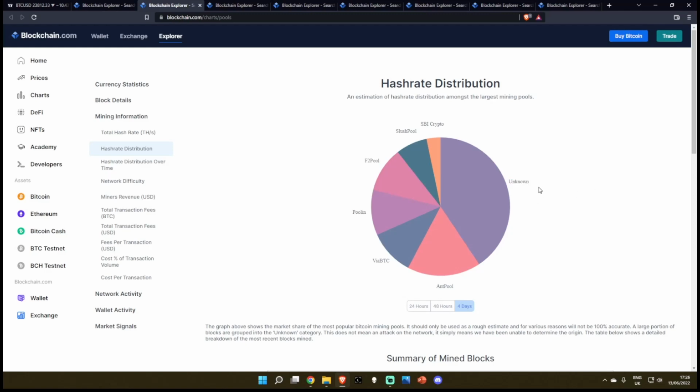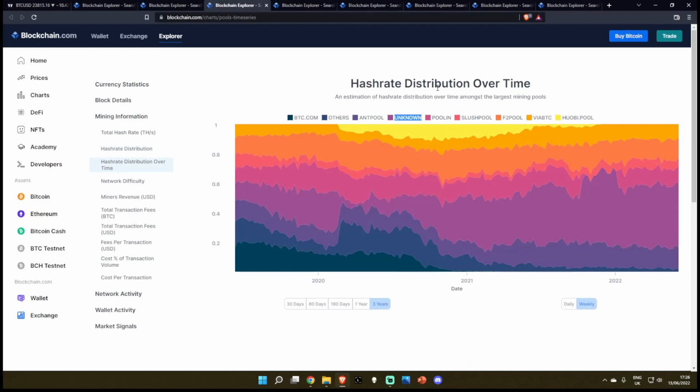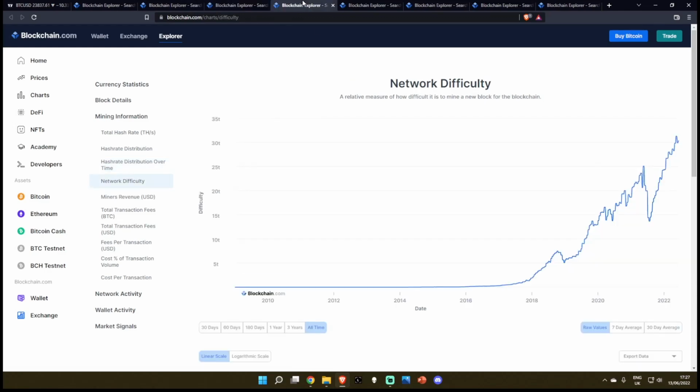So hypothetically, the larger this unknown category gets, it means the higher proportion of smaller miners are taking up a larger percent of the network, which is absolutely great. This is what we want. We want the network to be more decentralized, and subsequently, looking at the hash rate distribution and the hash rate distribution over time, you'll notice a trend that the network is becoming more and more decentralized, which is great.